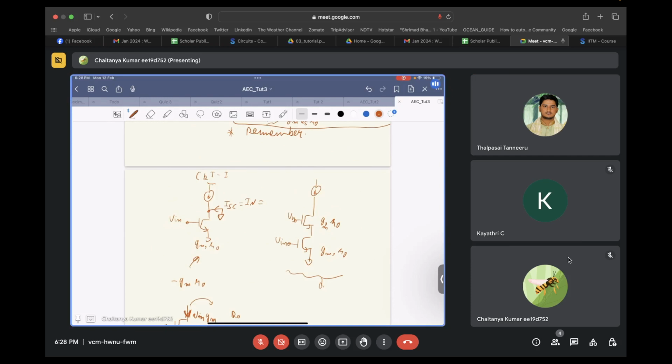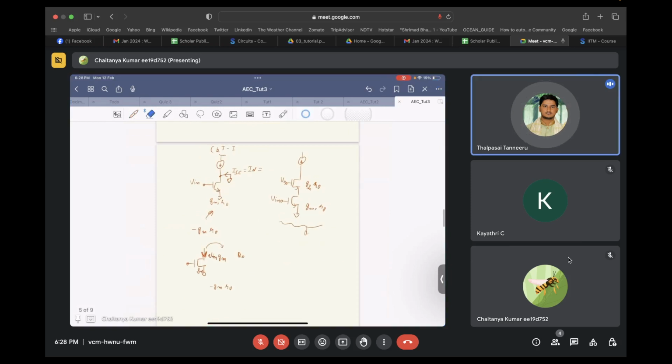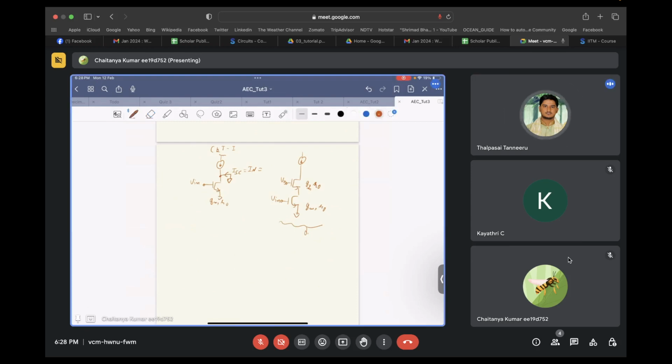No, no, no. See, gm into ro, is it a dimension of current? What is the unit of ro? Ohm. And what is the unit of gm? Reverse, reverse. Sir, it should be Vin by ro. Where is ro actually? It should be from drain to source, right? Yes.